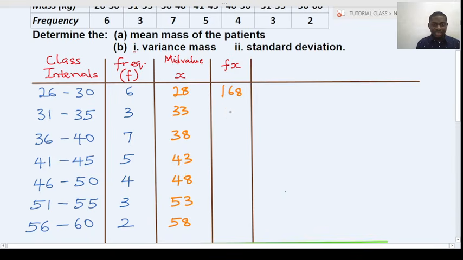That will give us 99. 7 times 38. We also do that. That will give us 266. 5 times 43. That will give us 215. 4 times 48. That will give us 192. Then 3 times 53. That will give us 159. And lastly, 2 times 58. That will give us 116.